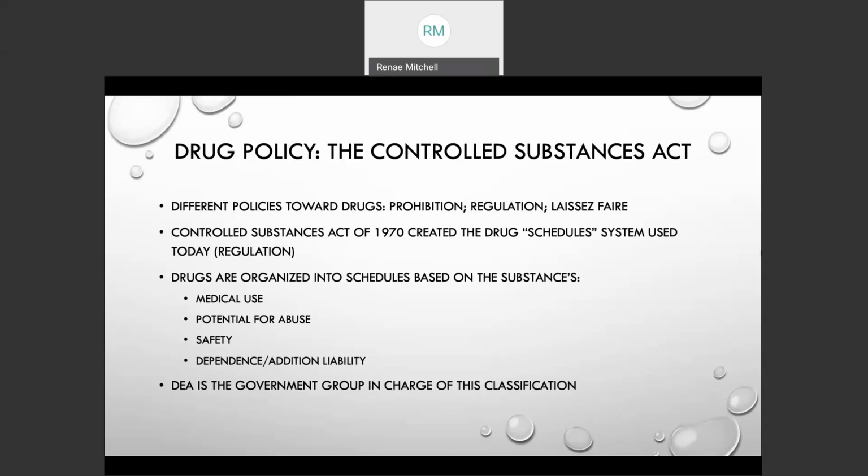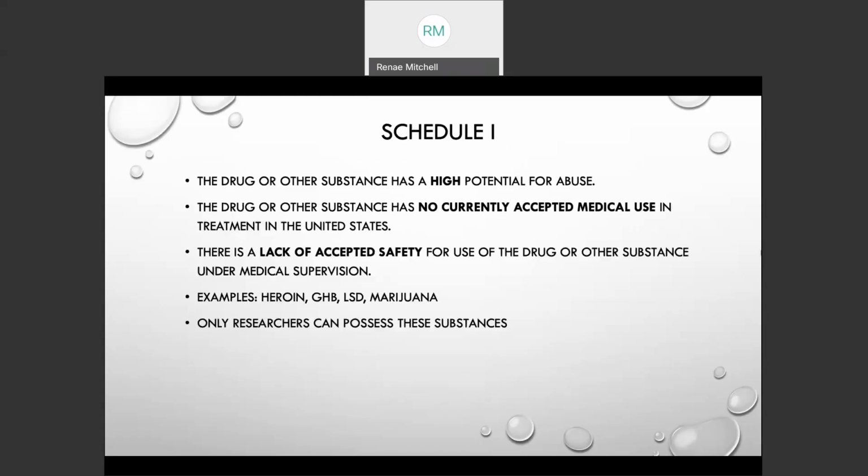And this Controlled Substances Act is a law that was passed, and it created the DEA, which is the government group in charge of the schedules. So that's the Drug Enforcement Administration. So I'm going to run through the various schedules and highlight sort of the differences between them.